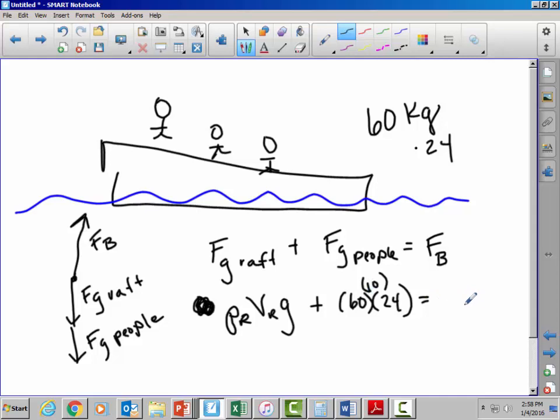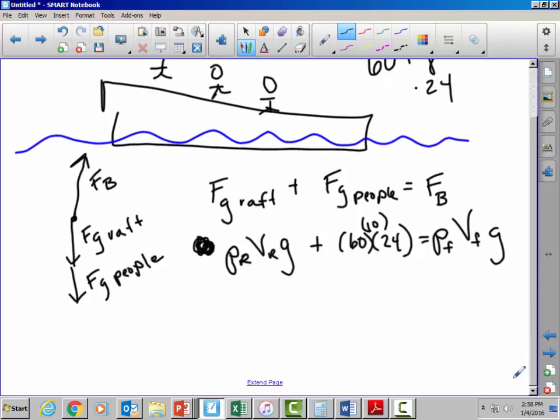And that has to equal our buoyant force, which is the same thing as before: density of the fluid times volume of the displaced fluid times gravity. We actually have a gravity in each term here, so that can just go away. So, again, plug and chug. Our density of raft was 600. Volume was 3 times 2 times 1. We're going to do 60 times 24.